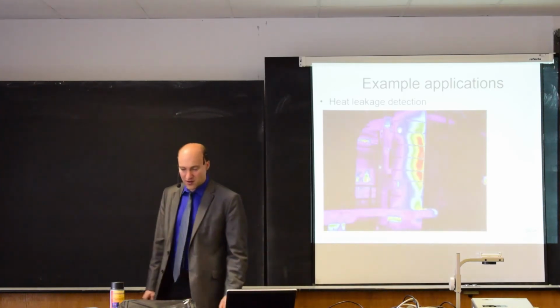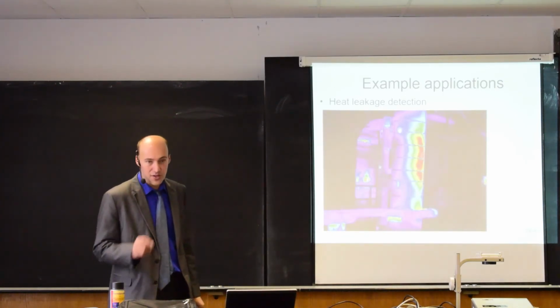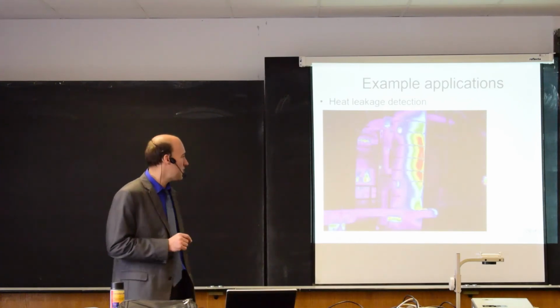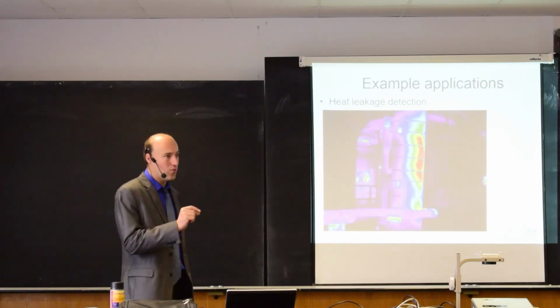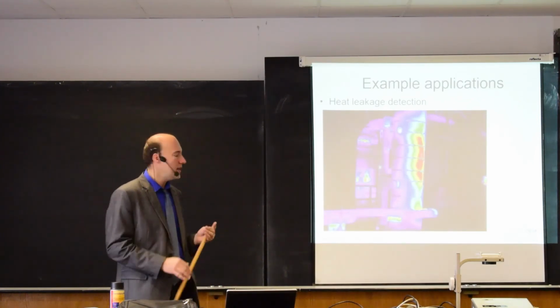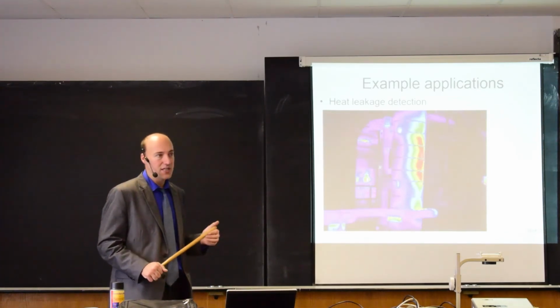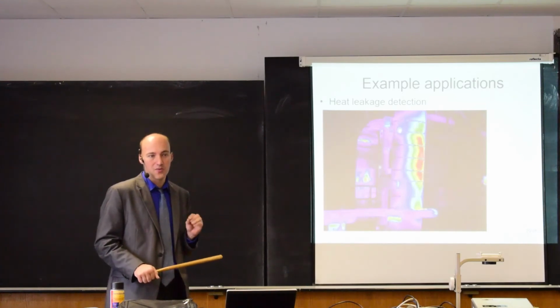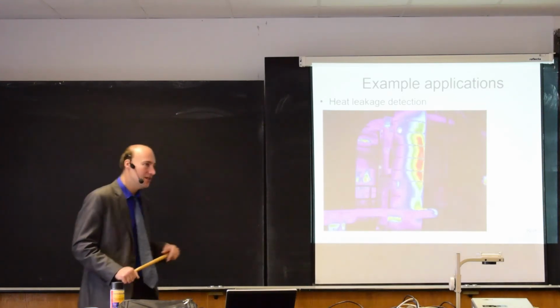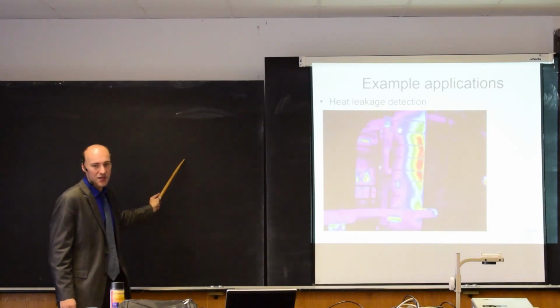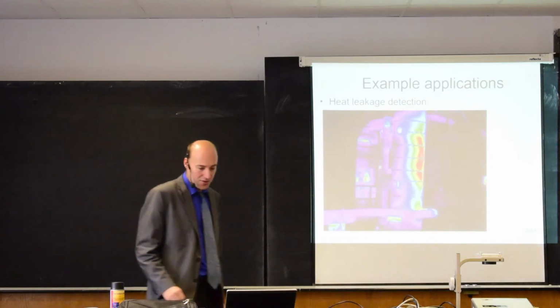Thermal cameras are very sensitive. They can detect very small changes in temperature. So if you have a field of view, then you can easily detect like 0.05 centigrade. So very small changes. You've seen here also with this example on the blackboard.